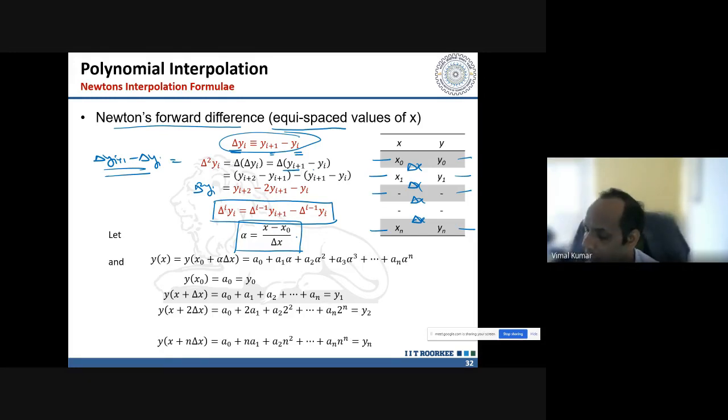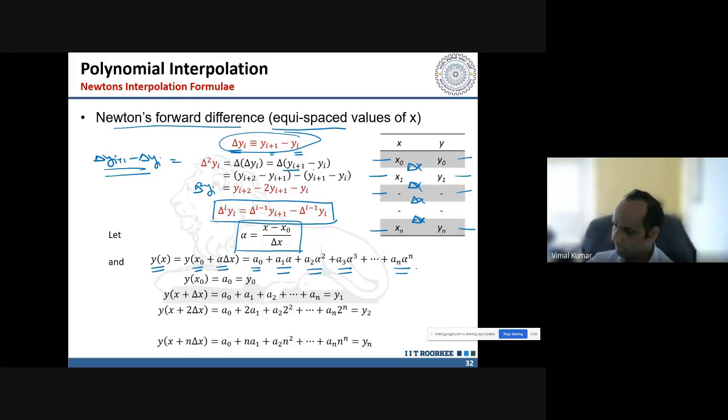Now let me expand y of x considering x0 as the base: x equals x0 plus alpha delta x. If I put alpha delta x here, it will be the same as x. So let me expand y of x with base x0. I obtain a0 plus a1 alpha plus a2 alpha square, a3 alpha cube, and so on up to an alpha to the power n. Again, we are assuming this form.